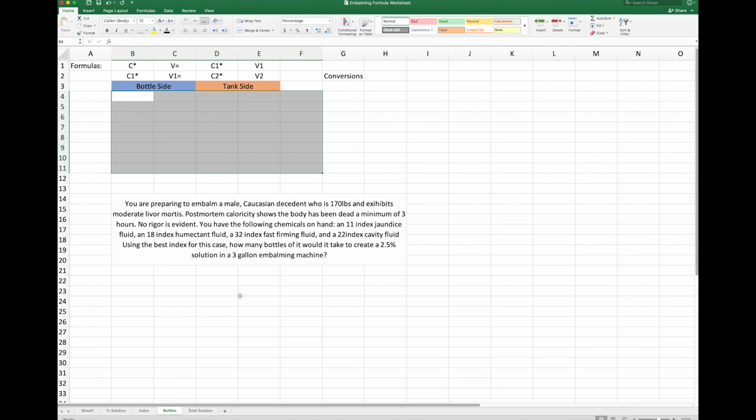Okay, so what do we have? You're preparing to embalm a male Caucasian decedent who is 170 pounds and exhibits moderate livor mortis. Post-mortem caloricity shows the body's been dead a minimum of 3 hours. No rigor is evident. You have the following chemicals on hand: an 11 index jaundice fluid, an 18 index humectant fluid, a 32 index fast firming fluid, 22 index cavity fluid. Using the best index for this case, how many bottles of it would it take to create a 2.5% solution in a 3-gallon embalming machine?